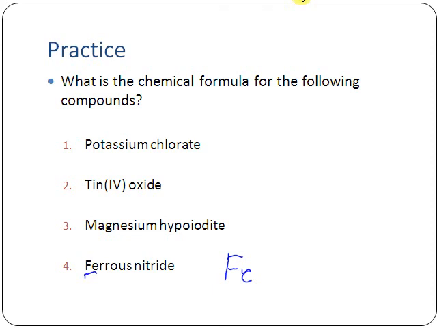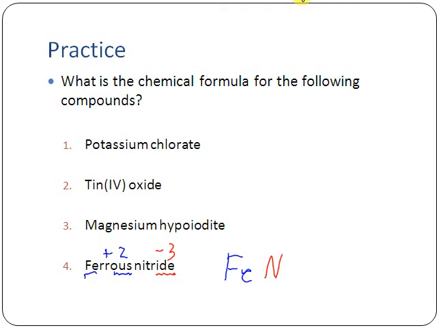Iron's multivalent. It's +2 or +3. Key here is OUS. OUS means it's the smaller of the two, so this is going to be iron +2. The next part is nitride. The ending is IDE, which means it's just by itself. So it's just nitrogen, but what's the valence? Nitrogen's the one that's got all sorts of valences, +1 through +5 and -1 through -3, but we said that nitrogen's the one you have to memorize. It's just going to be -3 for that one right there.